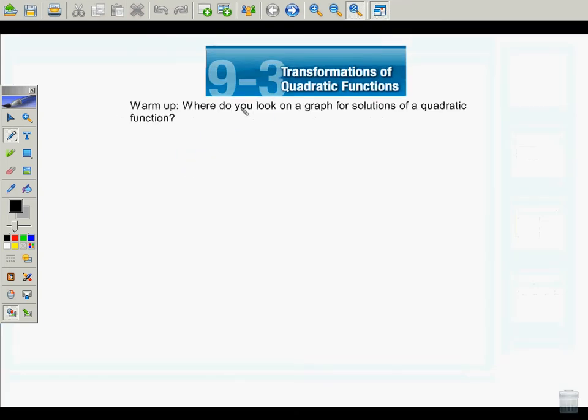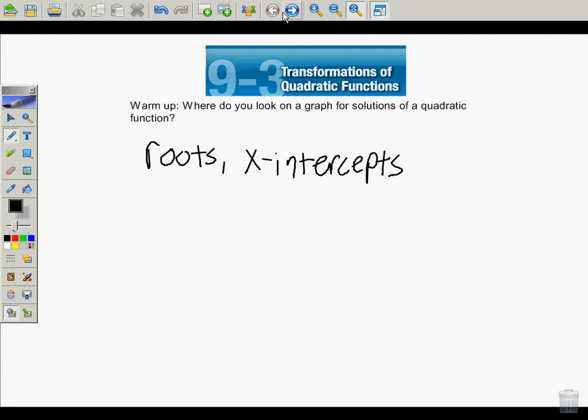So for this lesson, we're going to be talking about transformations of quadratic functions. And for the warm-up, let's remind ourselves where we look on a graph for solutions of a quadratic function. And remember, you are looking for the roots of the function, which would also be the x-intercepts. You're looking for where the graph crosses the x-axis.